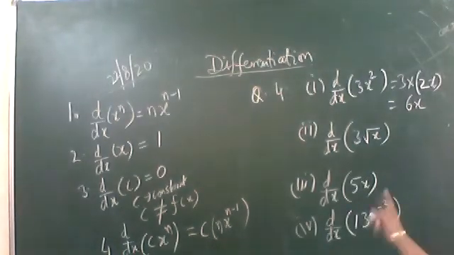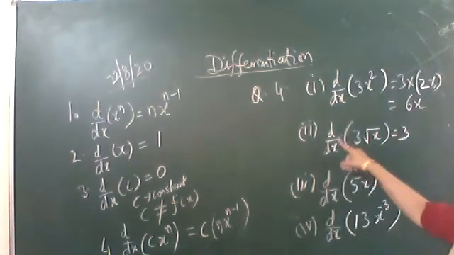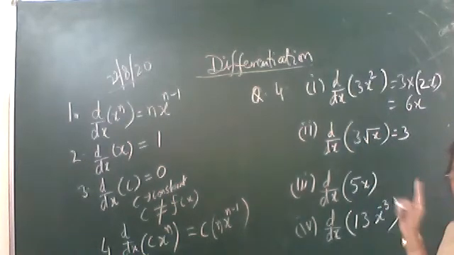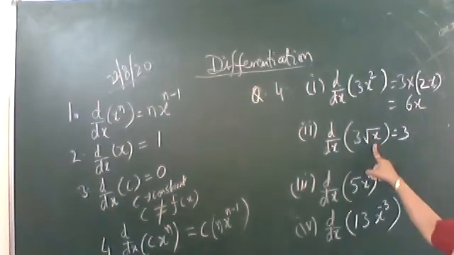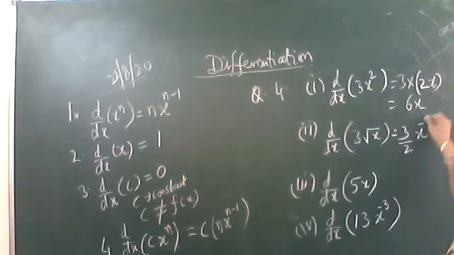Okay, 10 seconds more to complete all these 4 parts. Done? Okay, 3 is outside. d by dx of 3, d by dx of root x. Root x is x raised to the power half. And we know that d by dx of x raised to the power half is half x raised to the power half minus 1, minus half.